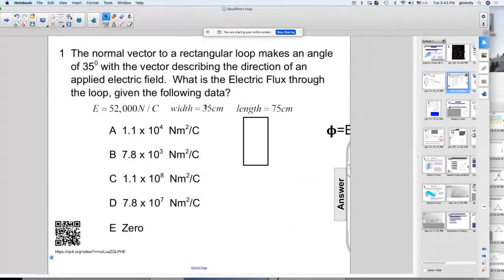And let's do an example here. So we have here a rectangle, length and width. So we know the area of this rectangle is length times width. The normal vector makes an angle of 35 degrees with the vector describing the direction of the applied field. So this box, I can't turn it here because I don't have 3 dimensions, is turned slightly relative to the electric field. So there's an angle between the area vector, which is sort of perpendicular coming straight out, and the electric field. So what is the flux? Basically this is what you're using. You say the flux is E times A. E is just the electric field. A is a vector representing the area, and the angle between the two vectors. Okay, so here the angle is 35 degrees.